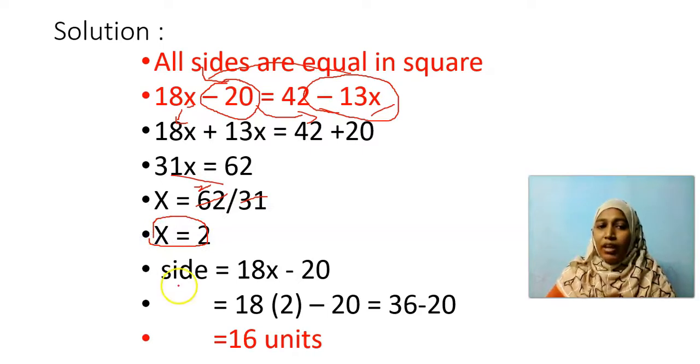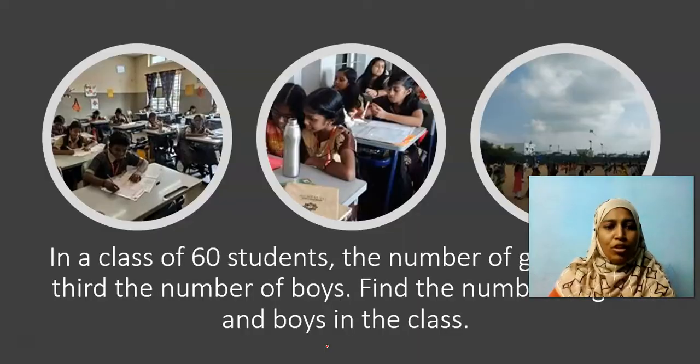But we know the side is equal to 18x minus 20 or 42 minus 13x. Both are going to be equal. You can choose any one. I chose 18x minus 20. What is the value of x? 2. 18 as such minus 20. 18 2s are 36. 36 minus 20, 16 units. So what is the measure of the side of that square? 16 units. They didn't give any units, so you have to write the word units. Is it clear? Okay, shall we move to the next question?